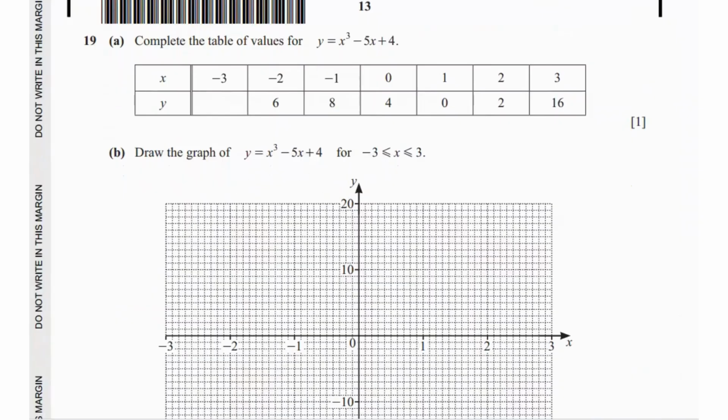Then it says, complete the table of values for y equals x cubed minus 5x plus 4. For this, you just have to substitute the x values in the given equation to find the corresponding y values. The corresponding y value for this one is going to be -8. Only one is missing, all others are given. So now we plot these points on the given grid.